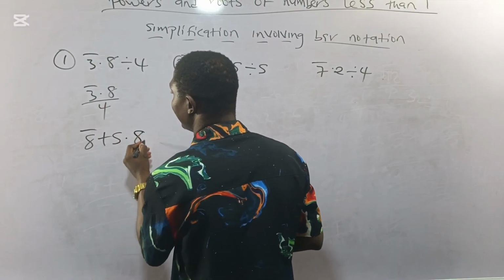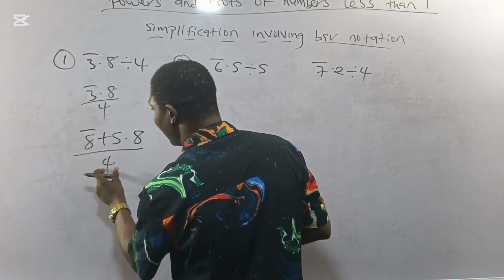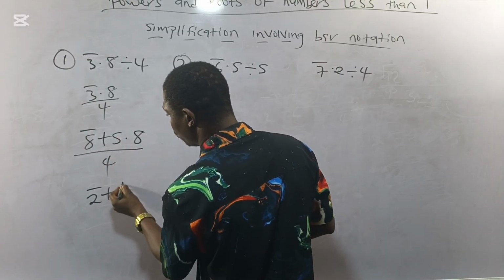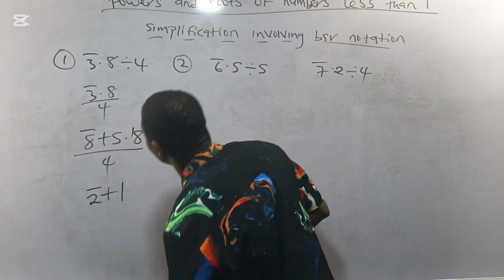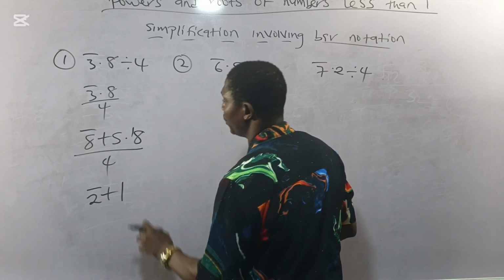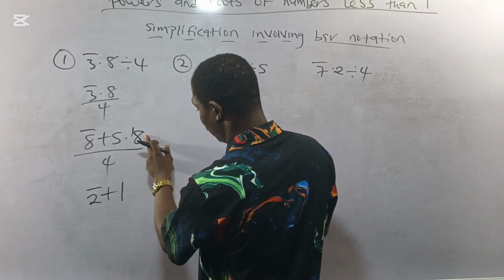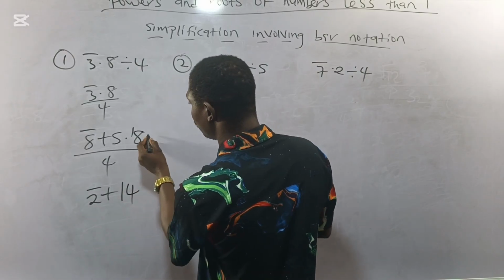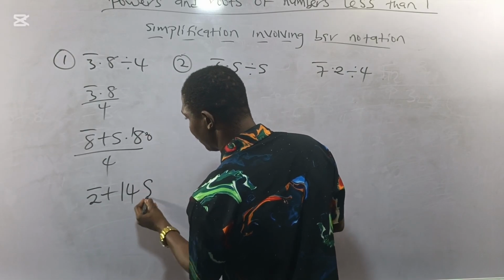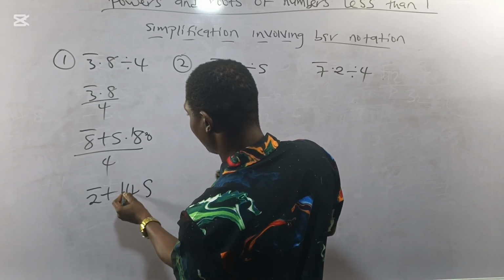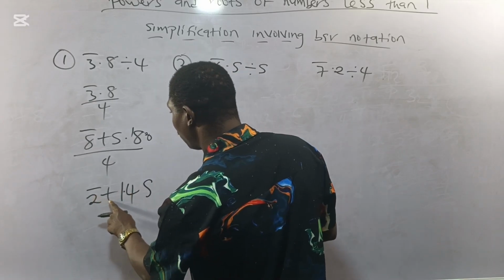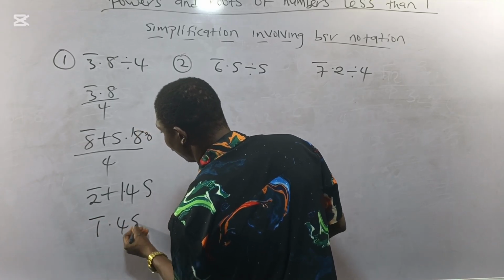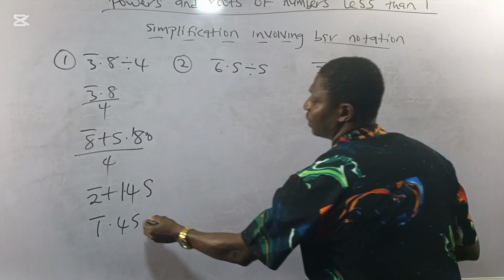I'll put my point towards 8 all over what? 4. Bar 8 divided by 4 will give me bar 2. Plus 5 divided by 4 is 1, remainder 1. Into 18 will give you what? 4 into 18 will give me 4, remainder 2. And into 20 will give me 5. So I have this. Here's my decimal point. So bar 2 plus 1 will give me minus 1, which is bar 1.45 as my answer for this.